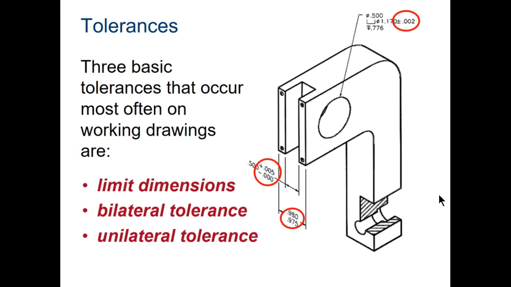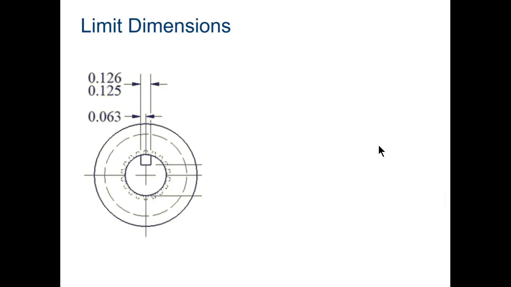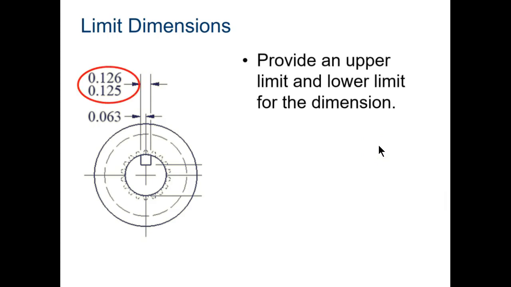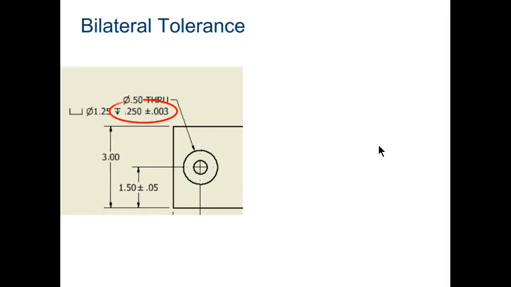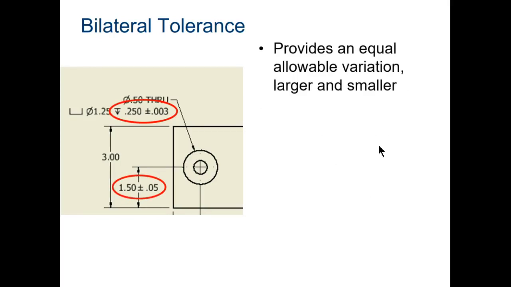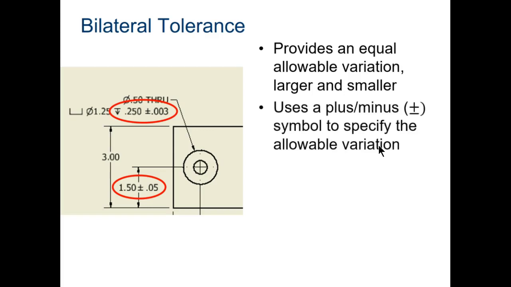So those are the three kinds: limit, bilateral, and unilateral. Most of the tolerances we will use are bilateral. And then it explains limit dimensions a little more. So we have limit dimensions, so it can be between these two numbers. Any number between those is allowed. Bilateral, plus or minus 0.03, plus or minus 0.05. It's an equal amount of variation on either side of a target. We designate that with a plus or minus.